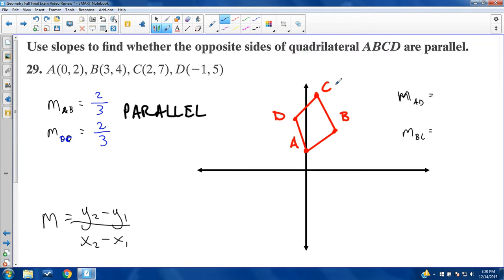Are these ones parallel? Okay, I'm going to go from A to D, then B to C. It looks like that's the same run, negative run, positive rise. So let's do from A to D, from 0 to -1. That's a run of -1. A rise from A to D is from 2 to 5. That's a rise of 3. That's -3 as a slope. Okay, B to C, that's going run from 3 to 2. That's -1. Okay. And then the rise is from 4 to 7. That's 3, which is also -3.